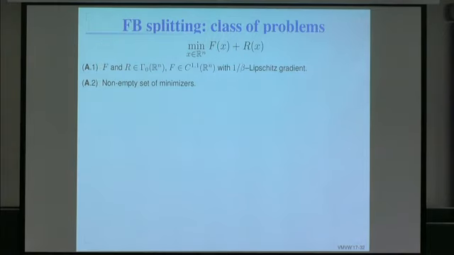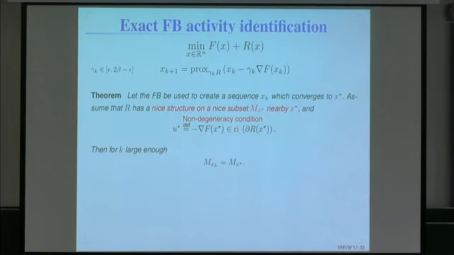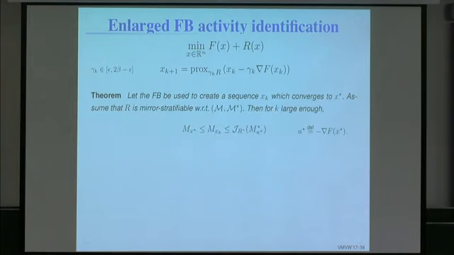Okay, algorithmic applications of this. Again, you take your problem here. You suppose that F and R are both in class Gamma 0, and F is C^1 with 1 over beta Lipschitz gradient, and the set of minimizers is non-empty. You apply the forward-backward algorithm. This is the known result: for k large, M_xk will be equal to M_x star. What our result will tell you is that if you have mirror stratification, M_xk will be between M_x star and some larger manifold, exactly as previously. And this is what we're going to see in the experimental results as well.